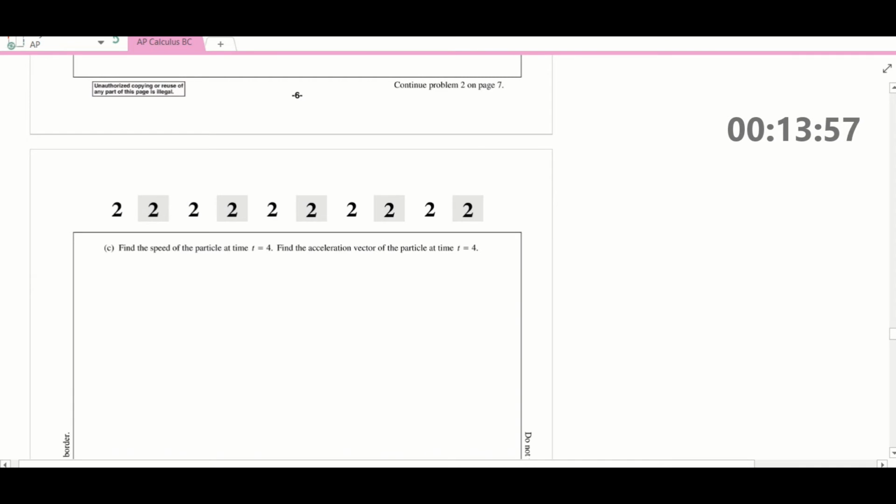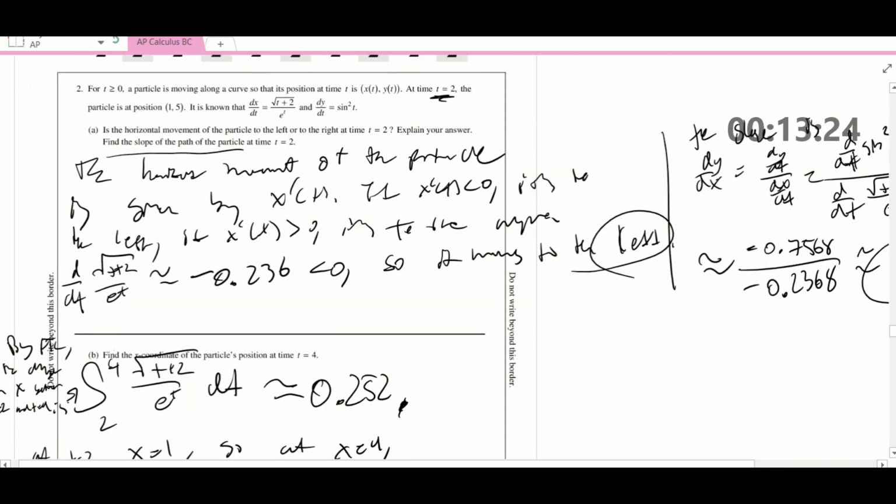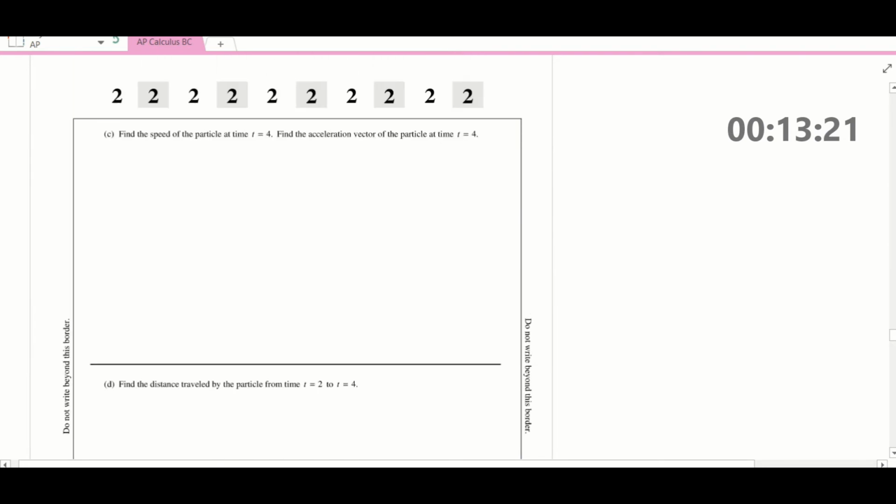Find the speed of the particle at time t equals 4. Find the acceleration vector of the particle at time t equals 4. Okay, the speed of the particle. Well, there are a few ways to do this. Both reach the same answer, but I feel like the more intuitive way to think about it is this.